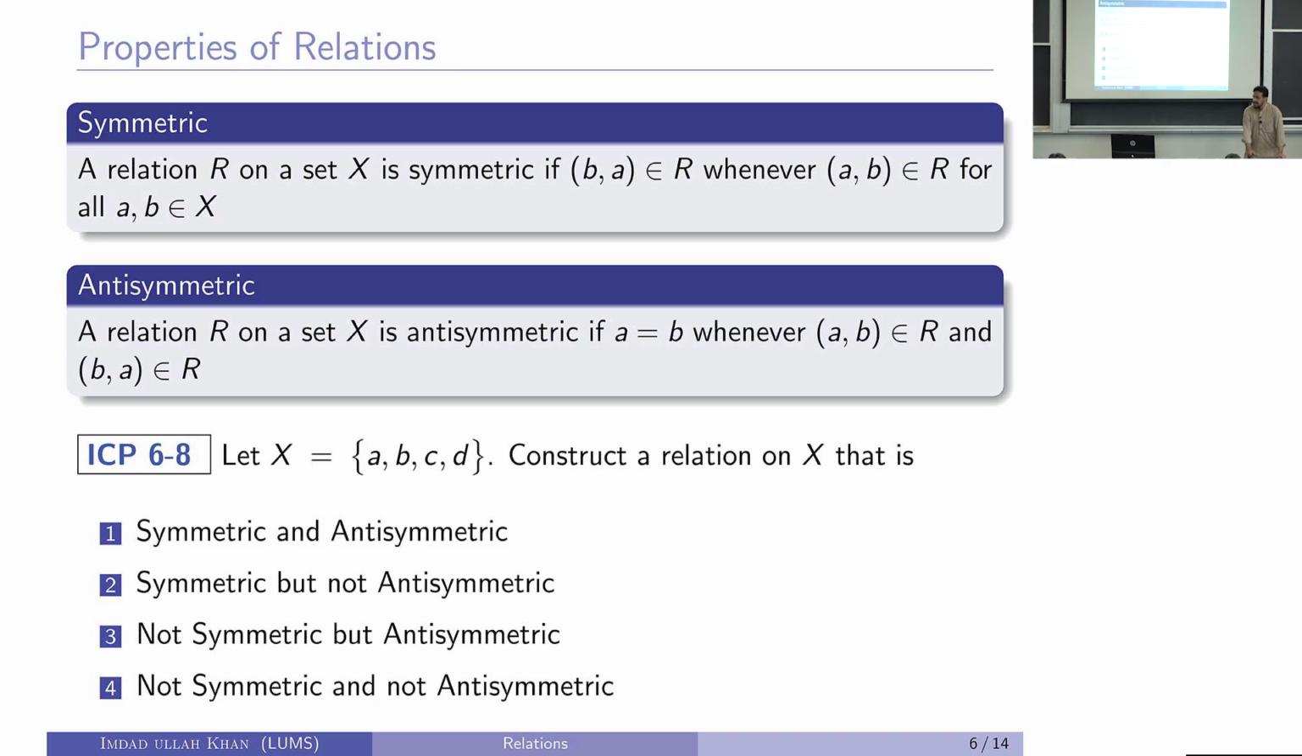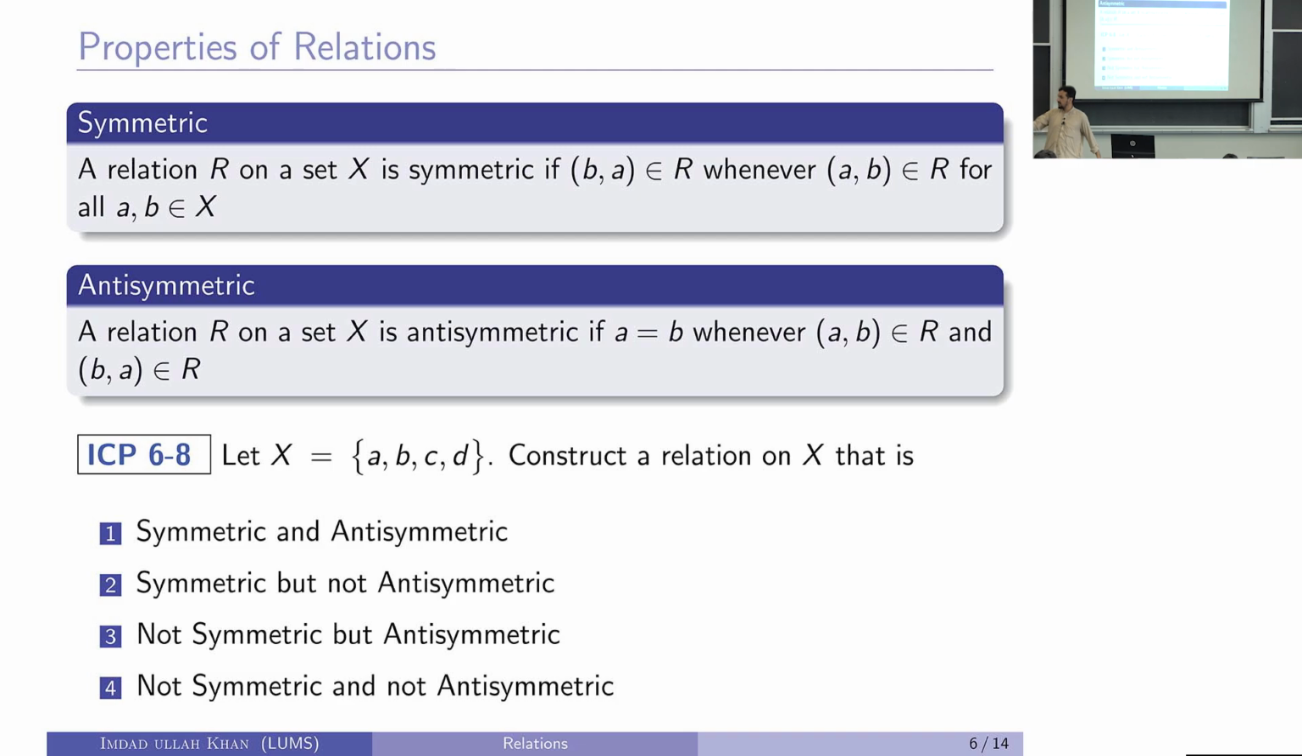Okay. A relation that is not symmetric but antisymmetric: just take AB. It's not symmetric because BA is not there, and it's antisymmetric because BA is not there. Now a relation that is neither of them. AB, BA takes care of the symmetry part and breaks antisymmetry. It's not antisymmetric, and AC or BD makes it not symmetric.